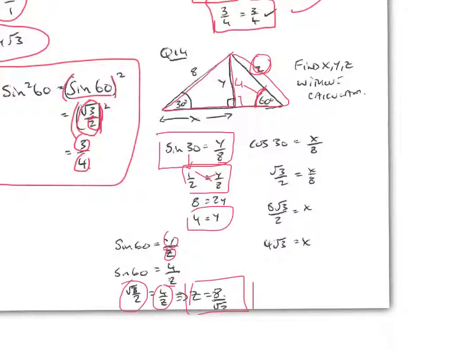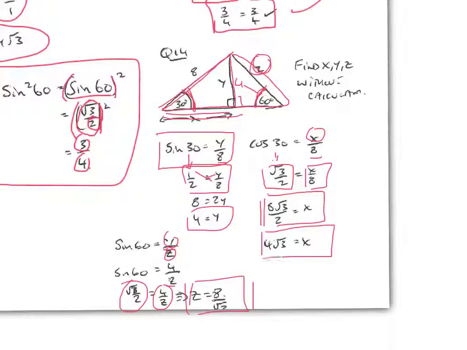And then to find x finally here, we just said the cos of 30, the cos of this is equal to its adjacent, which is x, over the hypotenuse, which is 8. So cos of 30 from the log tables is root 3 over 2, is equal to x over 8. That means 8 times root 3 divided by 2 is equal to x, and that's the same as 4 times root 3.